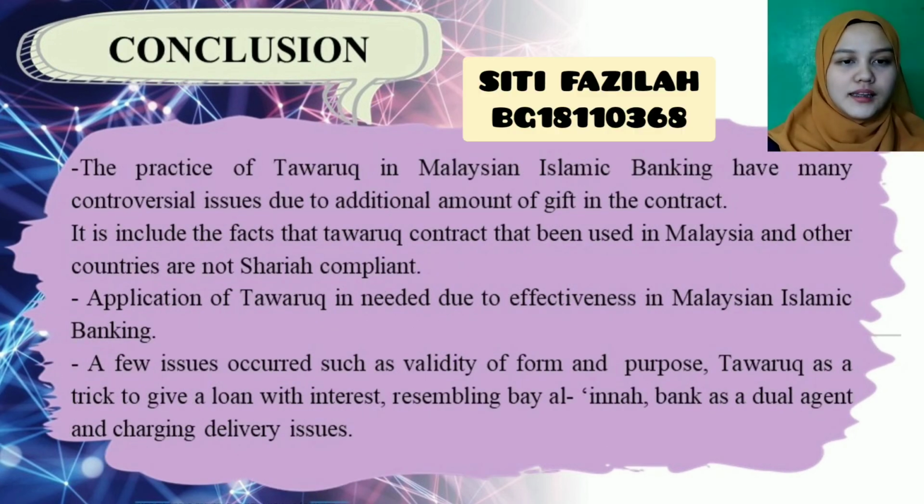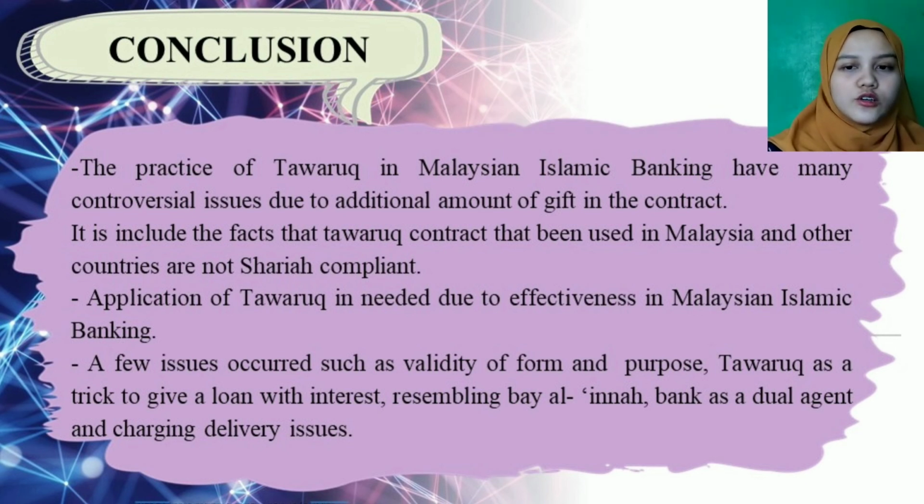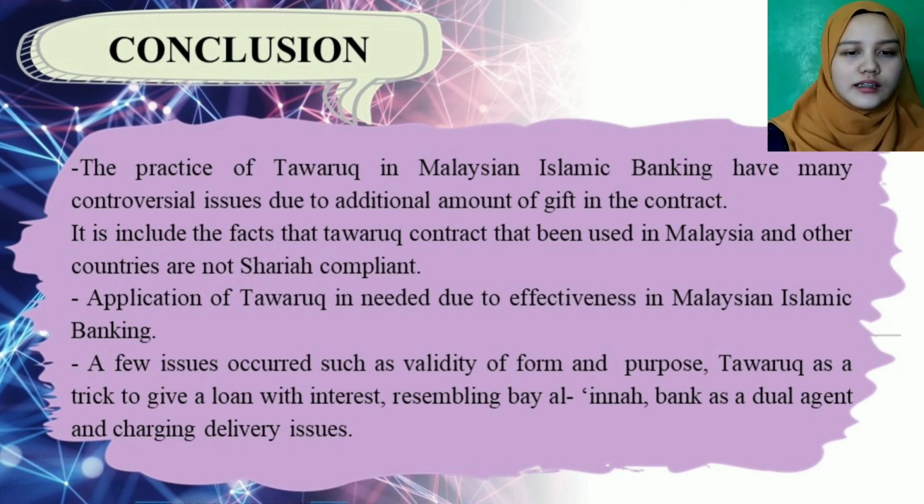For the conclusion part, it is proven that Tawarruq in Malaysian Islamic banking has many controversial issues due to the additional amount of gift in the contract. The issues also include the fact that Tawarruq being used in Malaysia and other countries is not Sharia compliant. In fact, it is better for customers to use the Tawarruq contract than any other contract in conventional banking, where we can clearly see the gift of riba. However, this does not mean that Islamic banking can take advantage of the client regarding how useful the contract is. Firstly, issues that occur for validity of form and purpose.